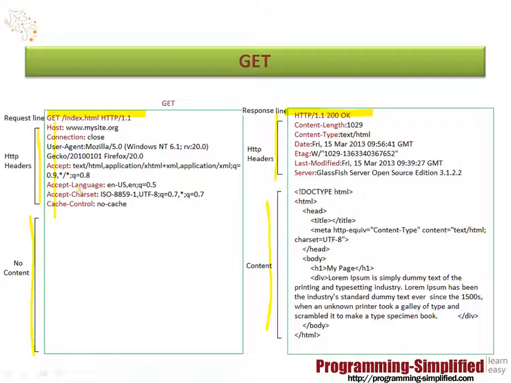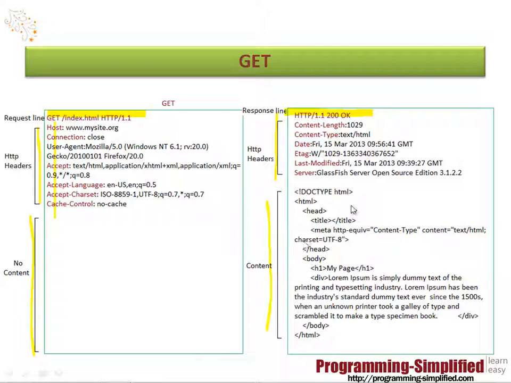Now the overall requested URL is the host name, or the host header, concatenated with the resource name mentioned in the request line. So the overall requested URL is mysite.org/index.html.